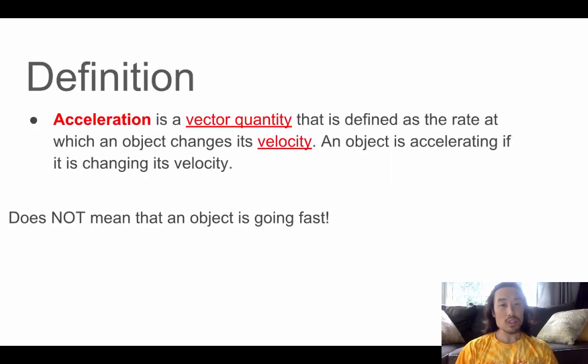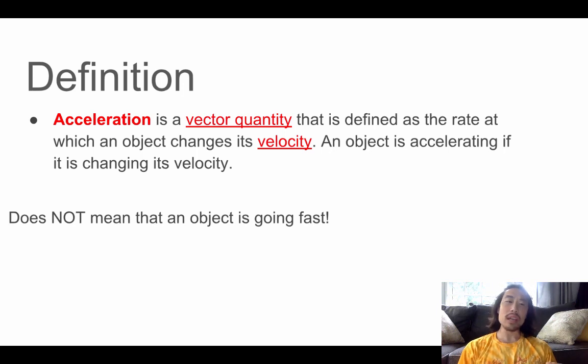The definition of acceleration is a vector quantity. Now remember, vector is anything with a magnitude, which is the number, and the direction. And the direction can either be like north, south, east, west, left, right. But more commonly, we'll use positives and negatives. Okay, and usually anything that's going up or to the right will be considered to be positive. Anything going down and to the left will be considered negative. Right? So acceleration is a vector quantity that's defined as the rate at which an object changes its velocity.